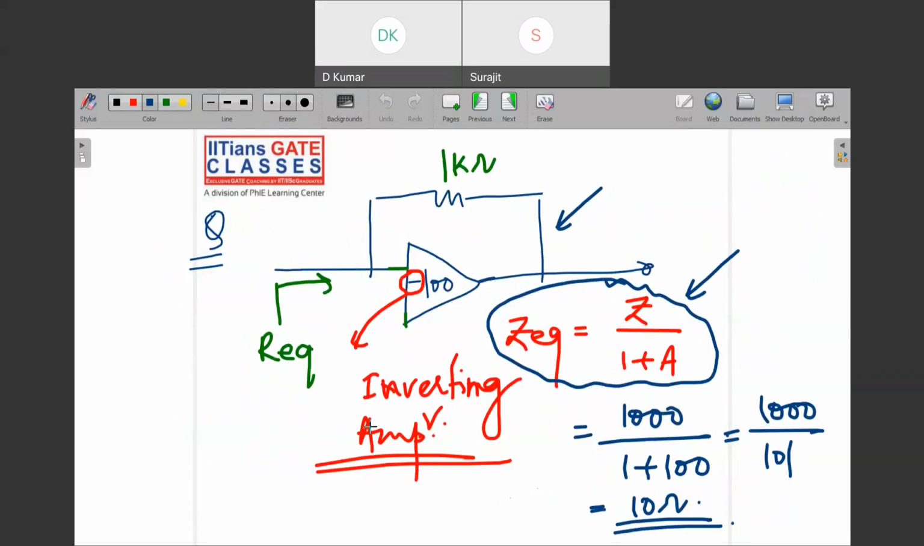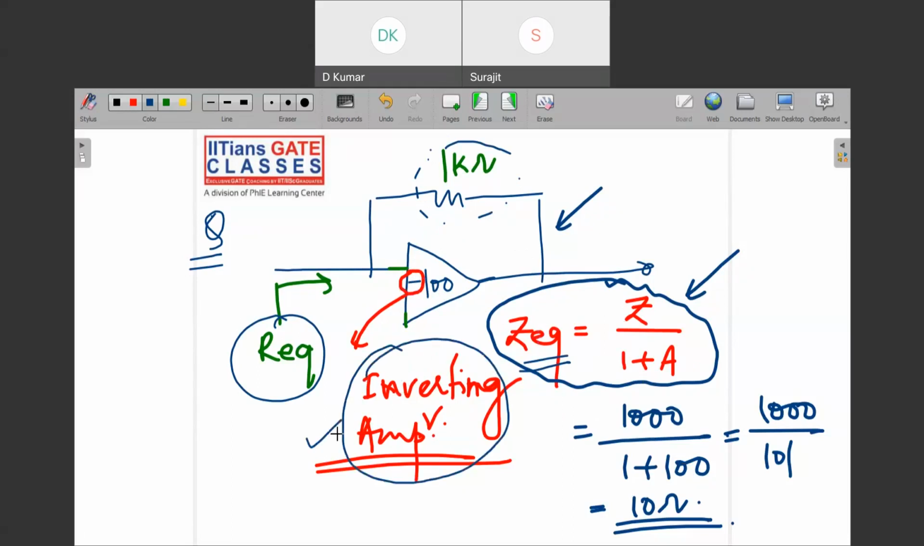So this is the circuit given, and you have to find R equivalent. The gain is minus 100, and this is 1000 here. Z equivalent means Z upon 1 plus A. This resistance is just an impedance with no frequency, so you can treat it as resistance only: 1000 upon 1 plus 100. Don't consider the negative sign now, because it only shows that you are in inverting mode. Just take the positive part. Many students make a mistake here and put a minus.